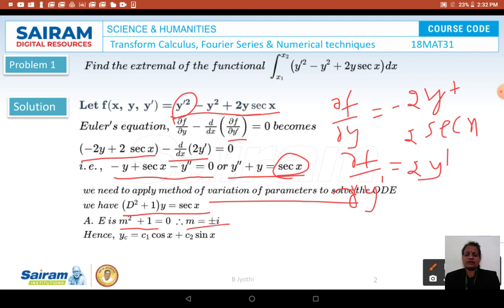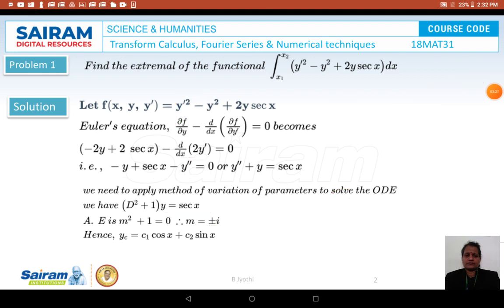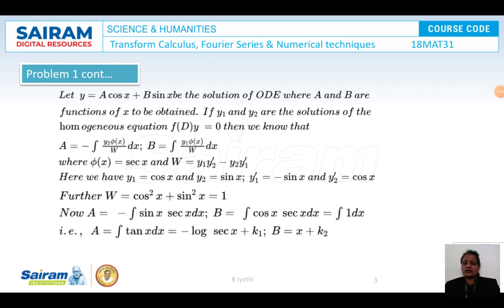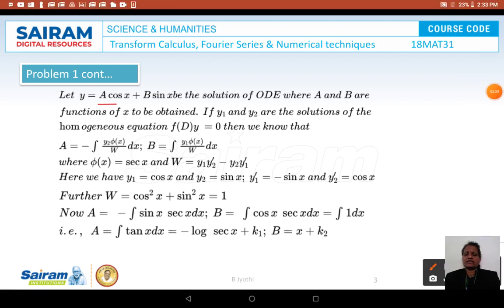Therefore m will be plus or minus i, and hence we get the complementary function as yc is equal to c1 cos x plus c2 sin x. Next, we will assume that y is equal to, instead of c1 it will be replaced with a and c2 replaced with b, and we will consider this to be the solution of the ODE, where a and b are functions of x to be determined.